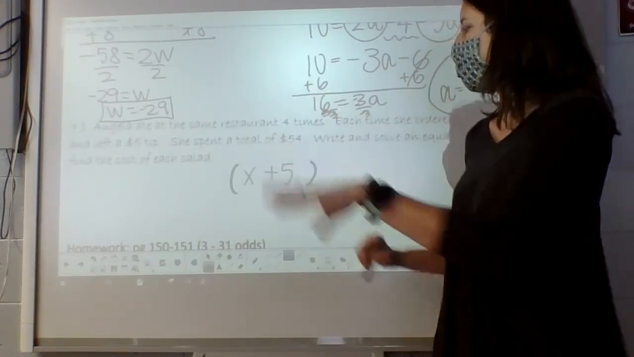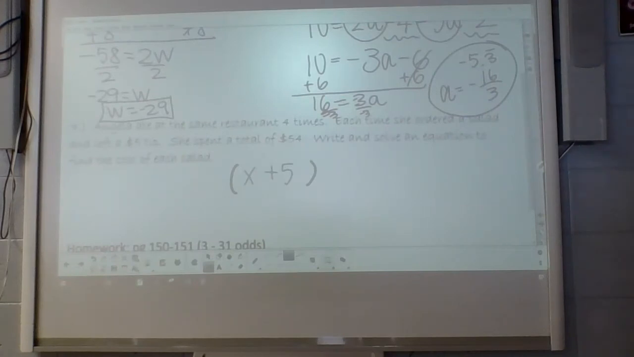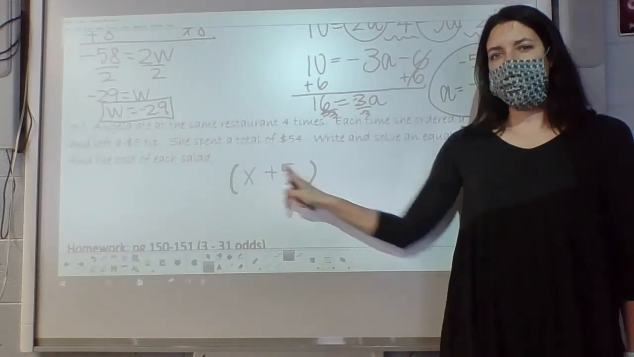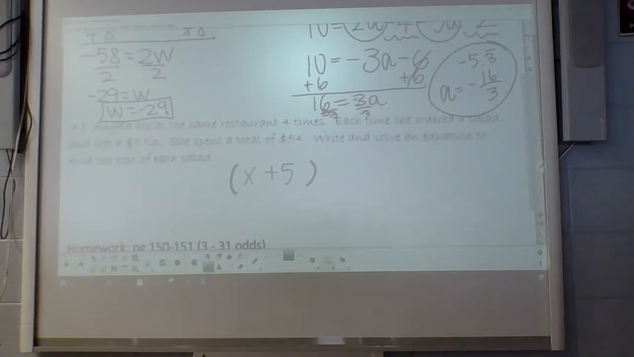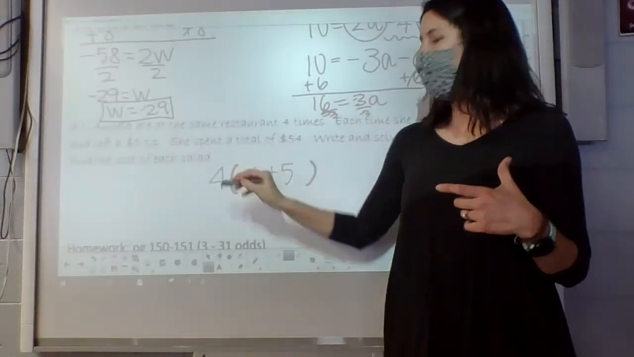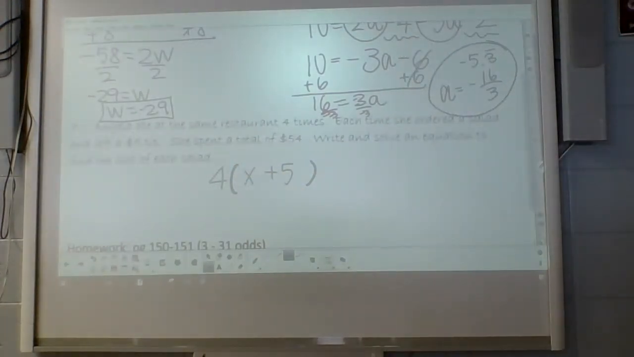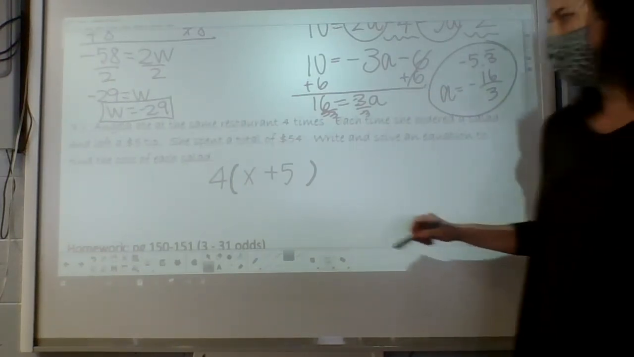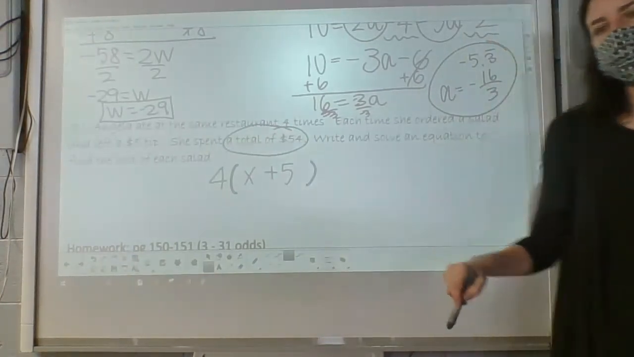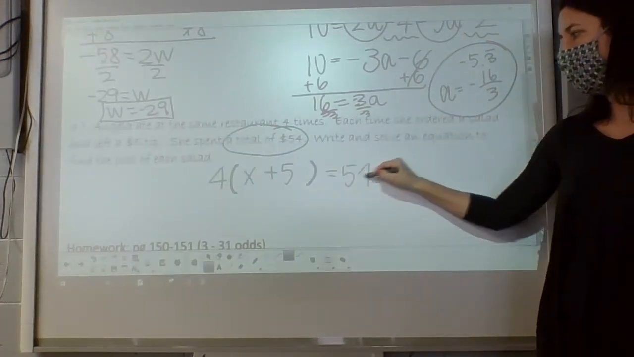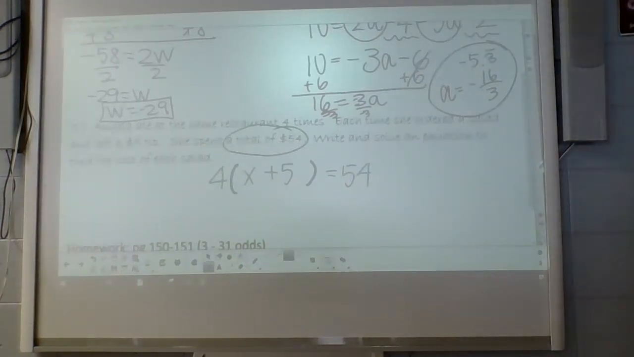Okay, so let's stop for a second. So why did he write x plus 5? I just wanted you guys to understand where that came from. What's the salad plus the tip? So each time she's buying a salad, and we know she's leaving a $5 tip. Why did he put it in parentheses? Multiplied by 4. She went to this restaurant 4 times, so that happens 4 times. So those parentheses. And then she spent a total of $54. Total means equals.